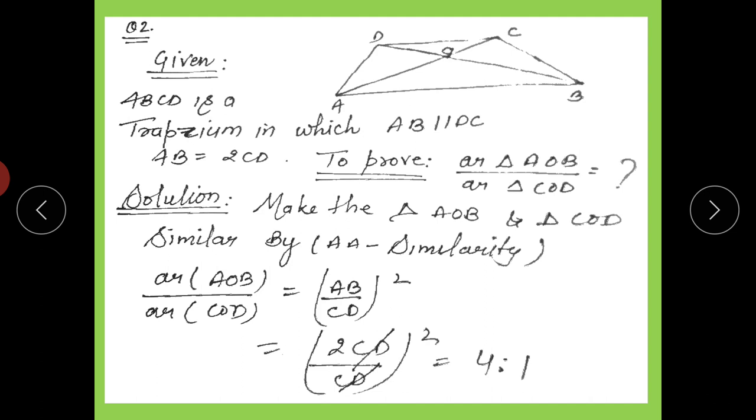If these two triangles are similar, then the ratio of the areas of these two triangles is equal to the square of the ratio of their corresponding sides, (AB upon CD) whole square. What is AB here? AB is 2 times CD, so 2 times CD upon CD, the CDs cancel out, 2 square is equal to 4:1. So the ratio of the areas of these two triangles is 4:1. I hope you understood this question.